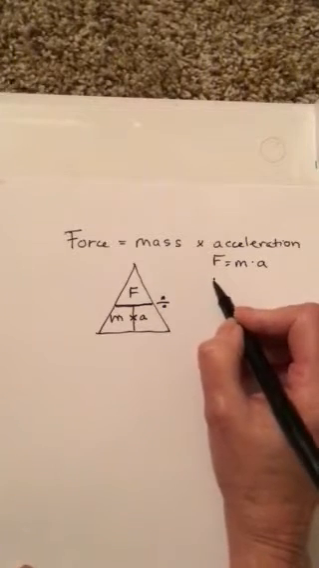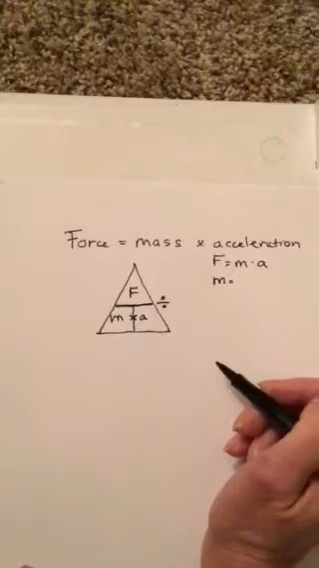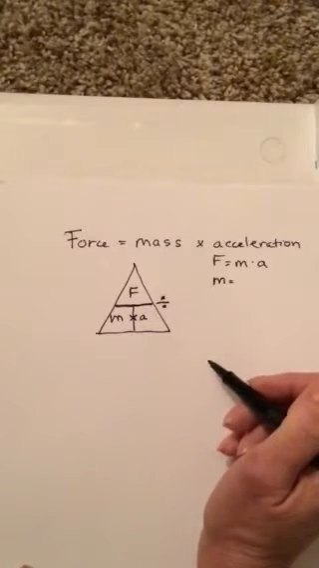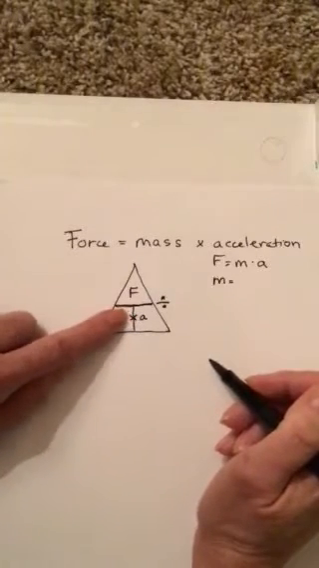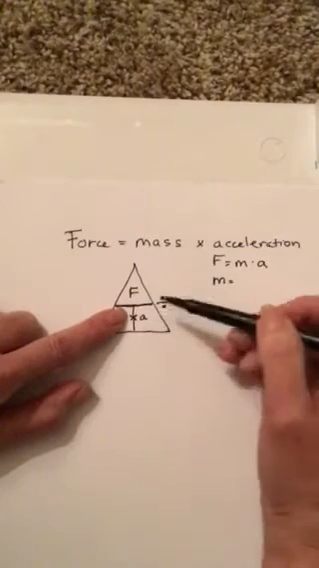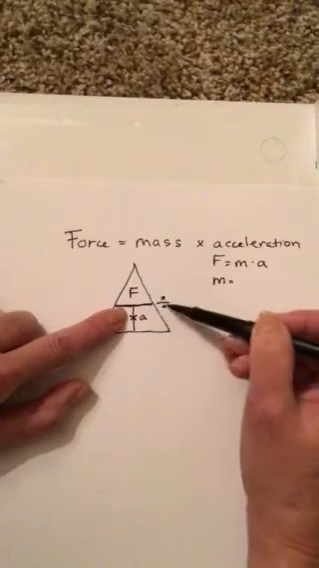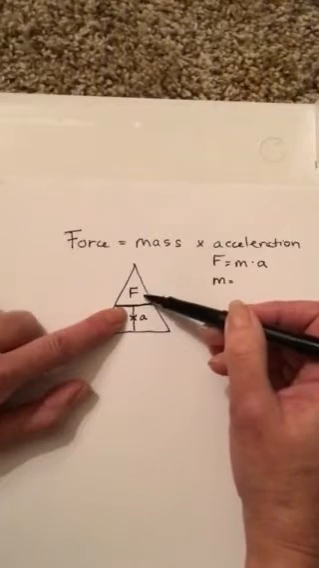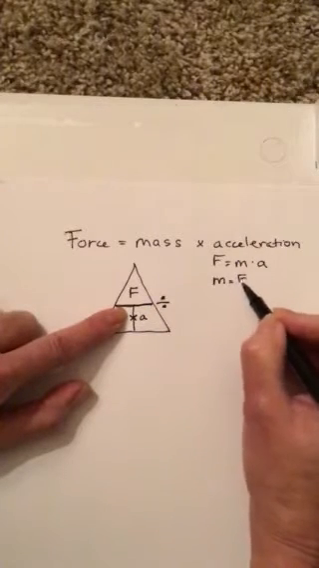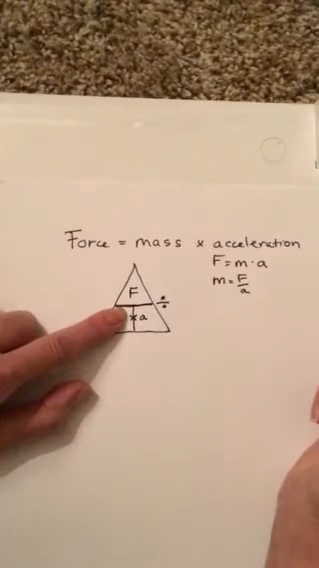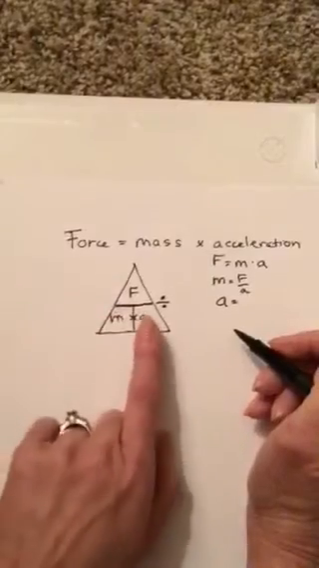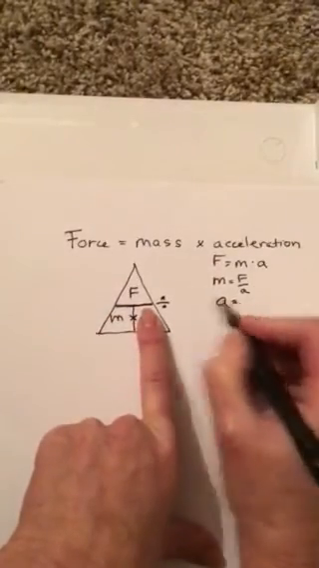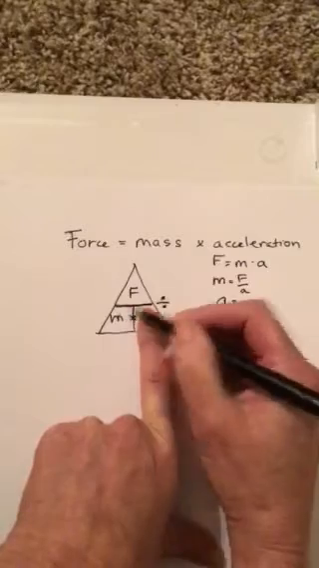But what if we are calculating to figure out the mass of an object? Well, in that instance, if you're calculating for mass, you would need to hold your finger over the M, and it says force divided by acceleration. So you would have the force and you would divide it by the acceleration. What if you're calculating for acceleration? Well, hold your finger over acceleration, and it tells you you're going to take force and divide by mass.